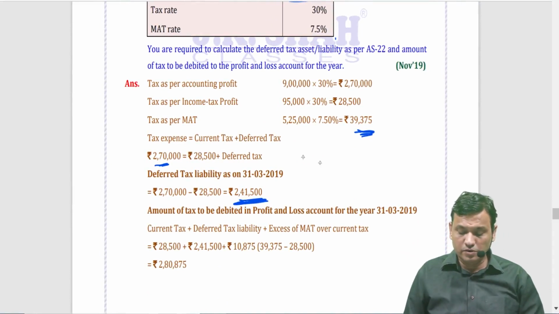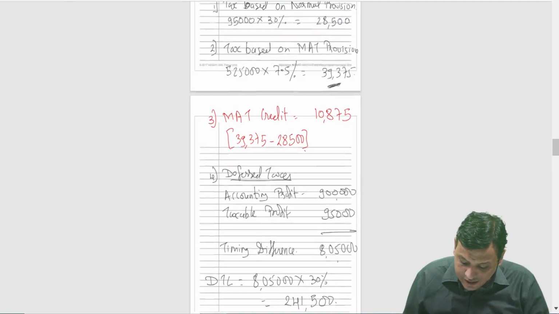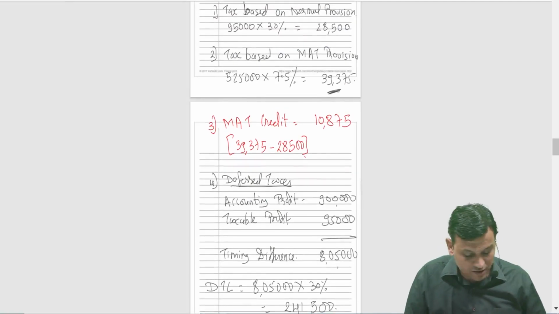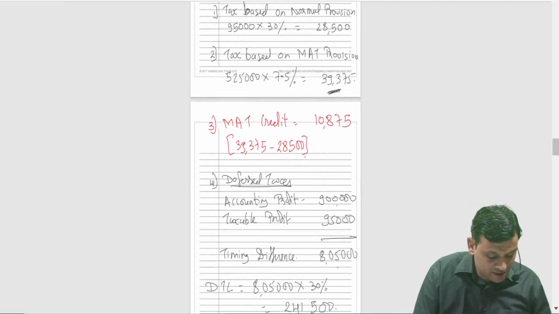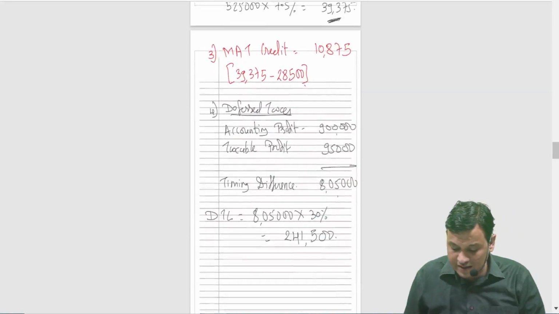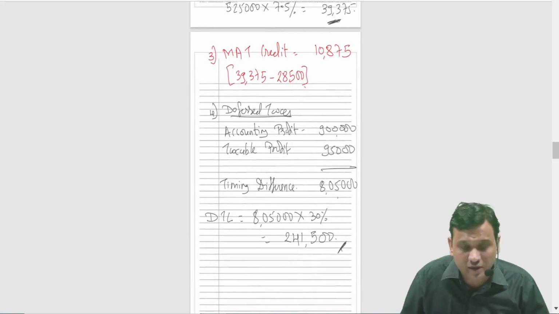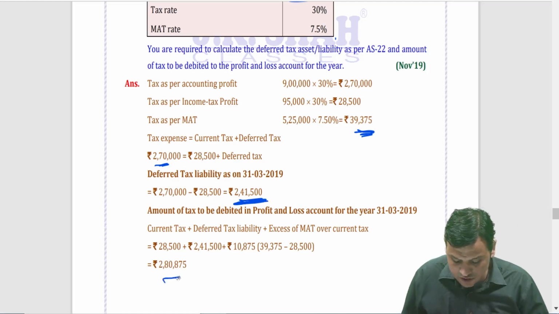Don't worry about these workings. The amount which will get debited to PNL, how much amount will you debit to PNL? 39,375 plus 2,41,500, that is 2,80,875. This amount will be debited.